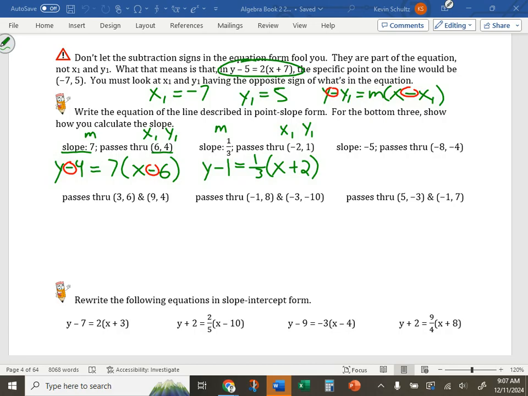The last one, our slope. Here's our m, -5. -8, the x value of a specific ordered pair. -4, the y value of a specific ordered pair. When we write this, y minus y1 is y minus -4, equals our slope of -5 times x minus x1. Because x1 is -8, it becomes x minus -8. Which means we're going to write this y plus 4 equals -5 times x plus 8.